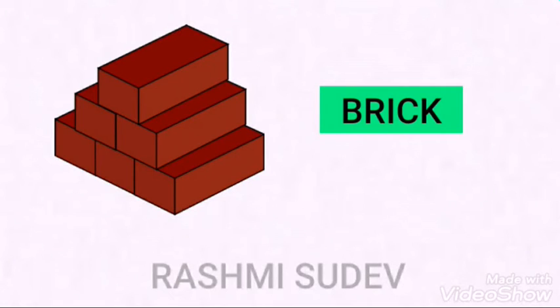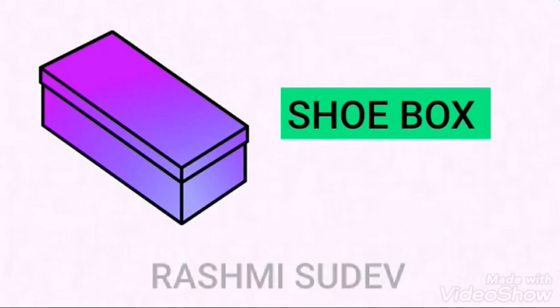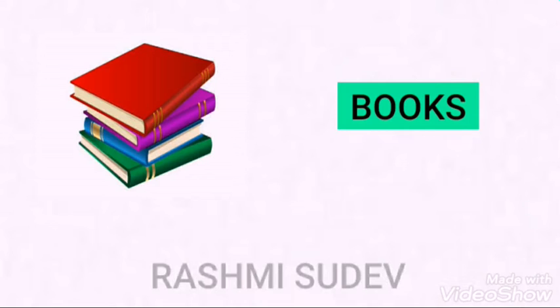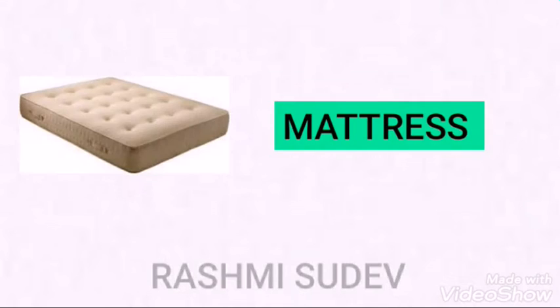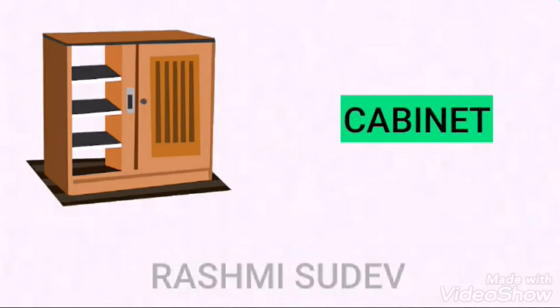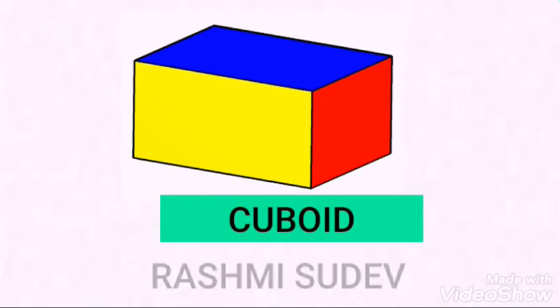Examples are brick, shoebox, books, carton box, mattress, cabinet. Students, I hope cuboid or parallelepiped is clear to you.